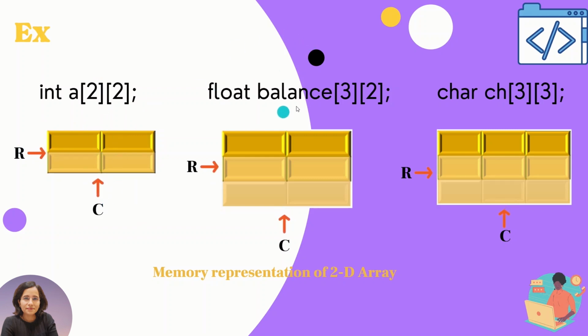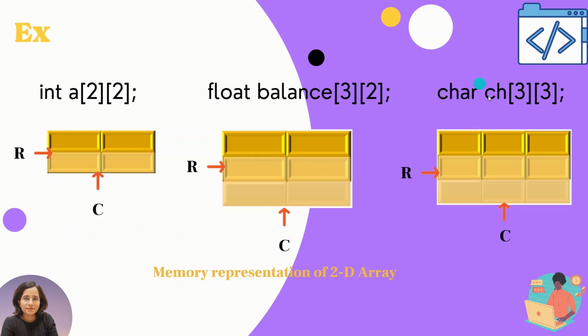Similarly, consider the second example. Here I am declaring one float data type two-dimensional array. The name of the array is balance. It consists of 3 rows. So you can see here, this is the first row, this is the second row, and this is the third row. And we have 2 columns. So this is the first column and this is the second column. So the total number of elements is 6.